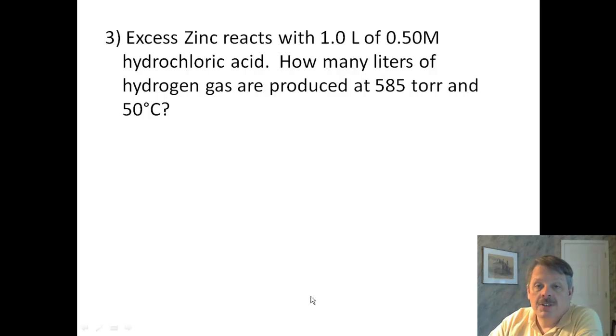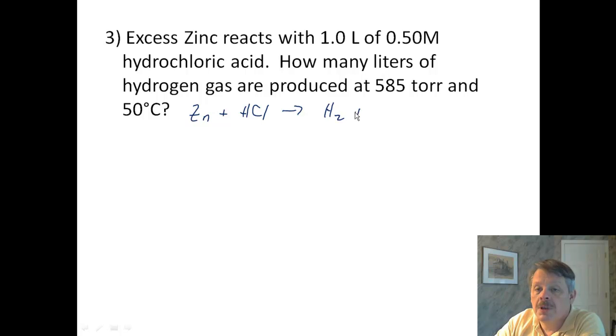Okay, excess zinc. Aha, another one of these things where we have an excess. That's real nice. Zinc reacts with hydrochloric acid, that's HCl, and it produces a single replacement reaction. So this is going to be H2 plus zinc chloride. Now zinc has a +2 charge and chlorine has a -1, so it's ZnCl2. That means I have to have a 2 in front of the HCl, and so now I'm balanced. So the question is, how many liters of hydrogen gas are produced at 585 torr and 50 degrees Celsius?